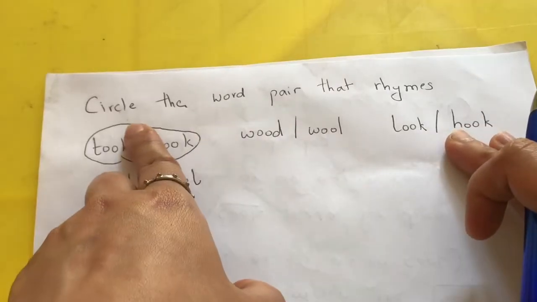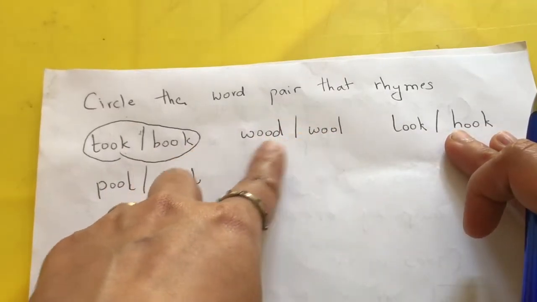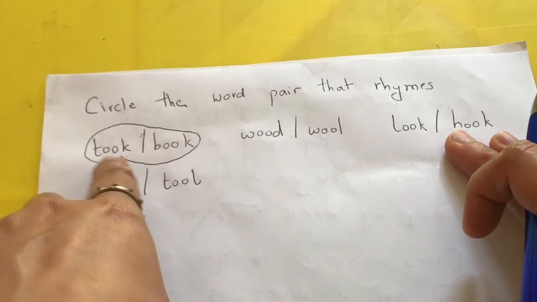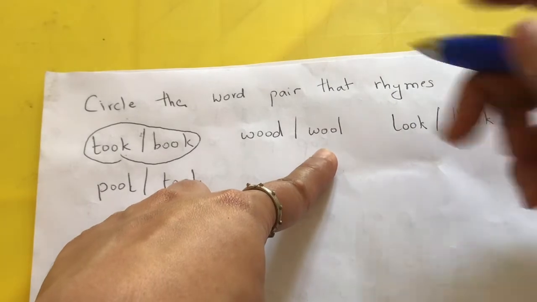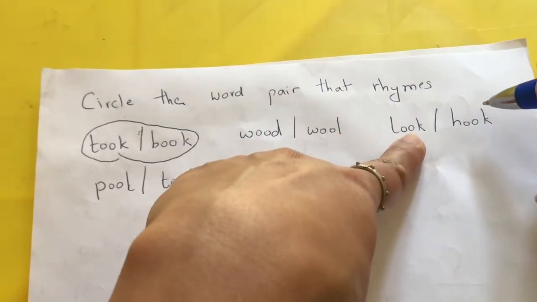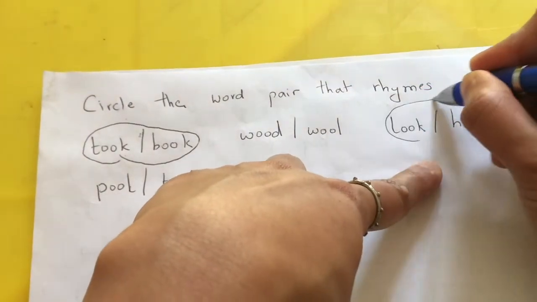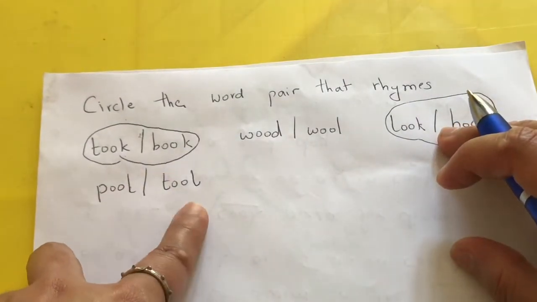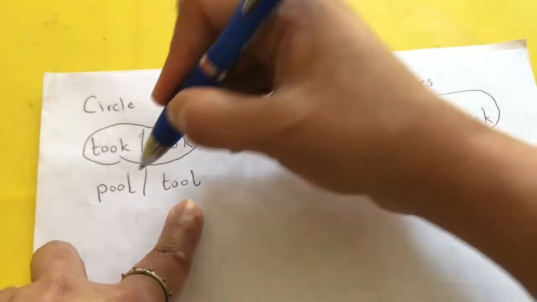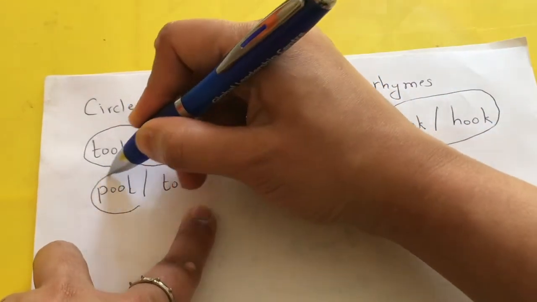Next worksheet is to circle the word pair that rhymes. Took and book, that rhymes, so you have to circle it. Next one, it is wood and wool, that doesn't rhyme. The next one, it is look and hook, that rhymes, so you have to circle that one. The last one, it is spool and tool, both have long oo sounds and also rhyme, so you have to circle that one.